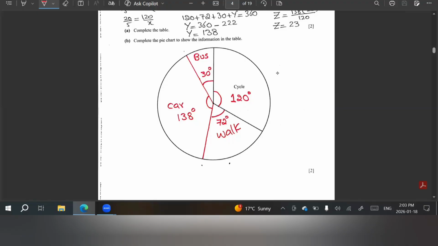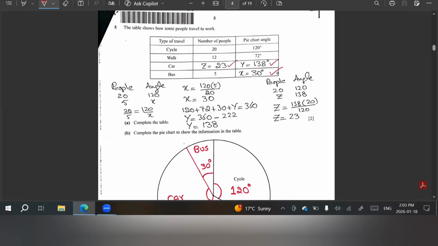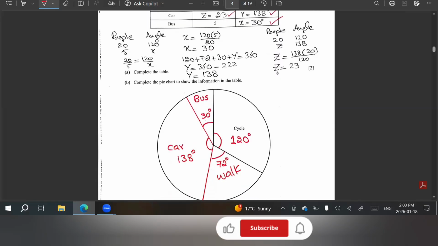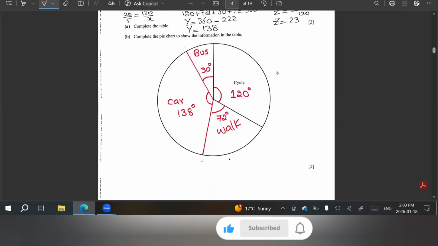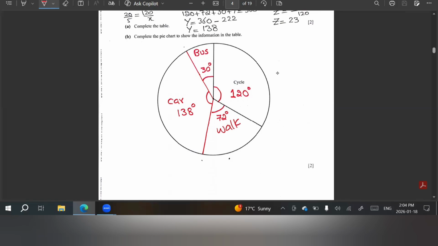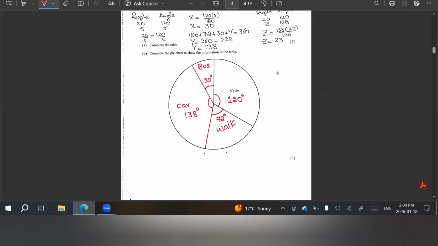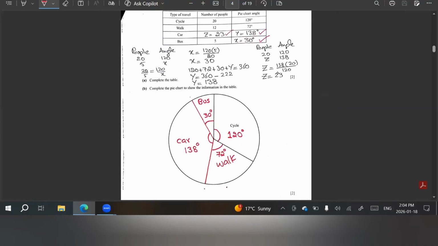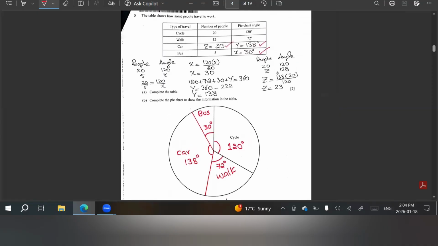And this remaining portion will be for the bus, and the angle for the bus is 30, and there are 5 people. So the bus is represented with 30 degrees, and that will come automatically. So this is how you are going to draw this pie chart. I hope you understand this. And let me reduce the size so you can see the whole question together. The whole question is showing up on your screen.